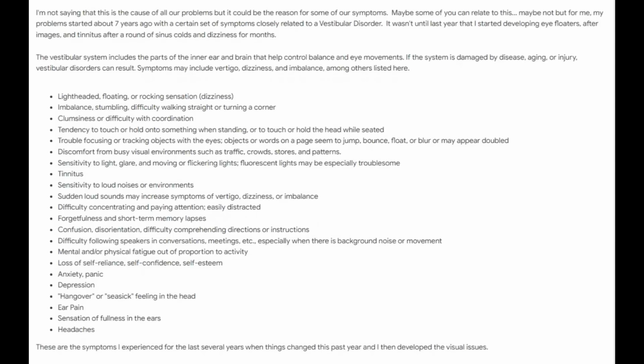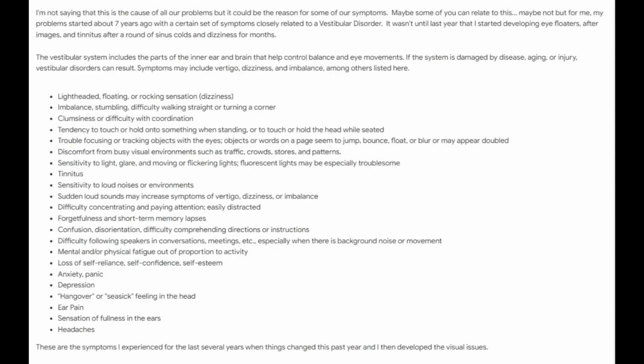Okay, so February 28th, somebody named JR991 says, "I'm not saying that this is the cause of our problems, but it could be the reason for some of our symptoms. Maybe some of you can relate to this, maybe not, but for me, my problem started about 7 years ago with a certain set of symptoms closely related to a vestibular disorder. It wasn't until last year that I started developing eye floaters, after images and tinnitus after a round of sinus colds and dizziness for months."